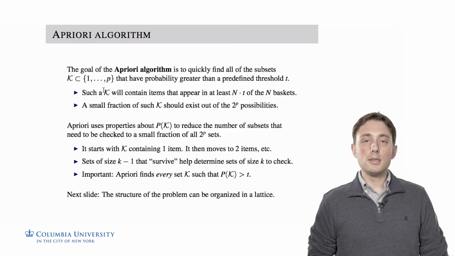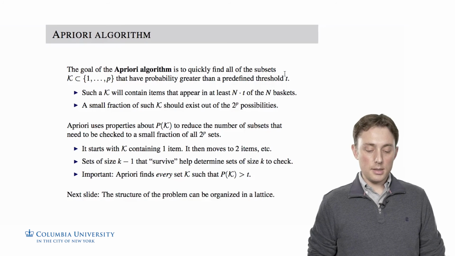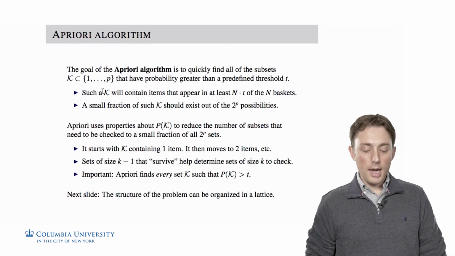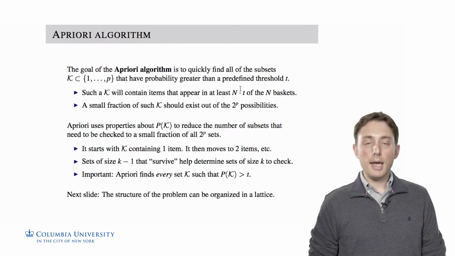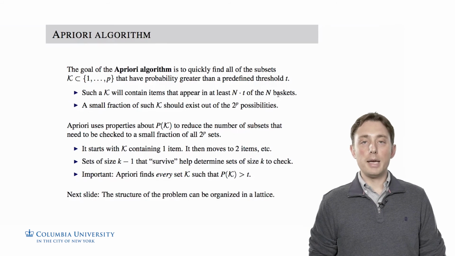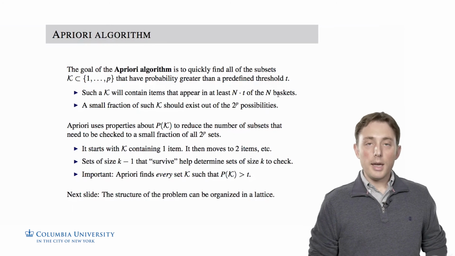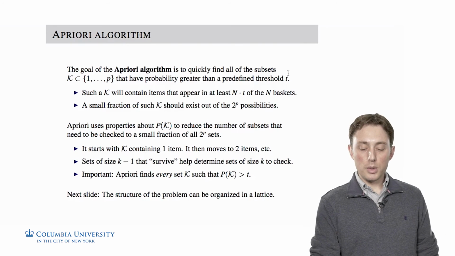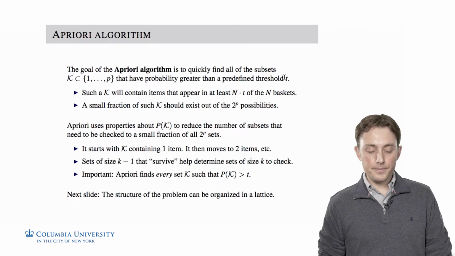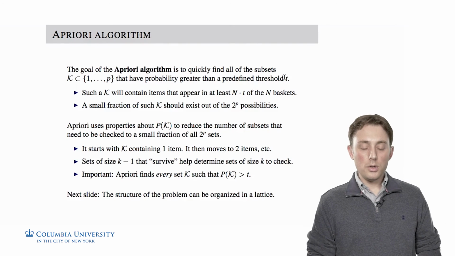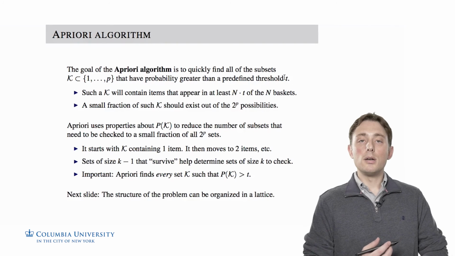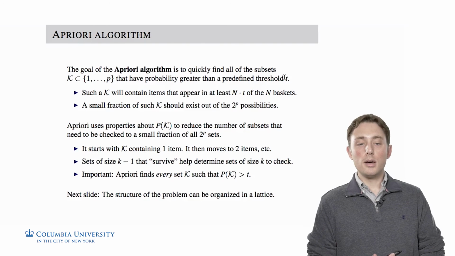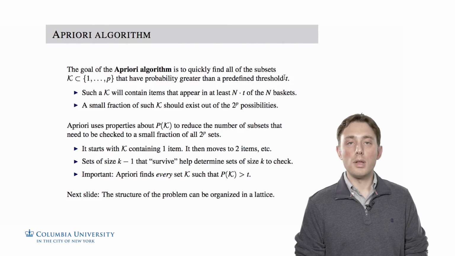So if I find a subset K that satisfies this probability, what that means is that the items in subset K will appear in at least n times T of the n baskets that I have. And we believe that a very small fraction of subsets should satisfy that, so we're going to set T such that that's the case. What the a priori algorithm is going to do is restrict the number of subsets that we actually need to check by using simple rules of logic.